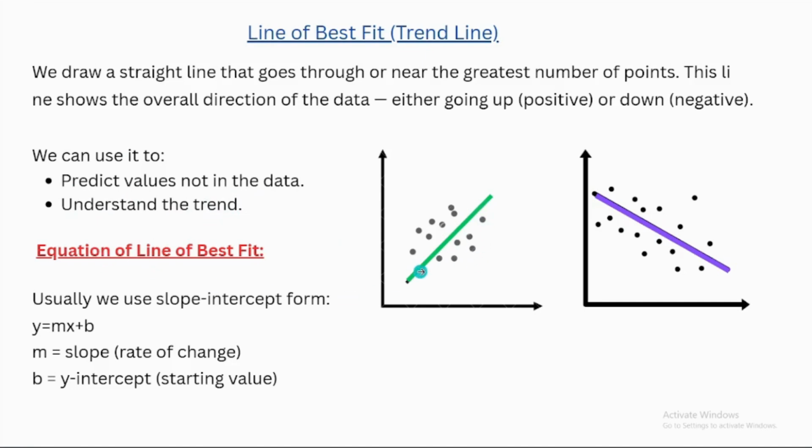What is the equation of this straight line? For the equation of this straight line, we usually use the slope-intercept form, y equals mx plus b, where m is the slope, the rate of change, and b is the y-intercept or starting value.